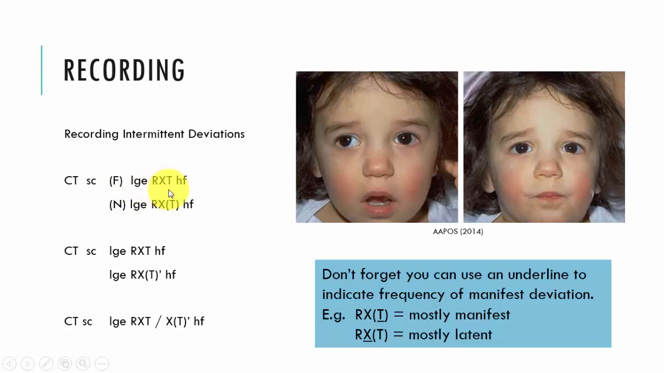So in this instance, we're indicating here that it's constant, but at near, we add brackets to the T to indicate that it is intermittently manifest. So sometimes this patient is controlled, sometimes the XT is noted. Now you can also add underlines to indicate whether it's mostly manifest or mostly controlled as detected on the cover test. So here if you underline the T, it means that it's mostly manifest, but if you underline the X, you're indicating that it's mostly latent. Again, these two results here are exactly the same as that first one there.